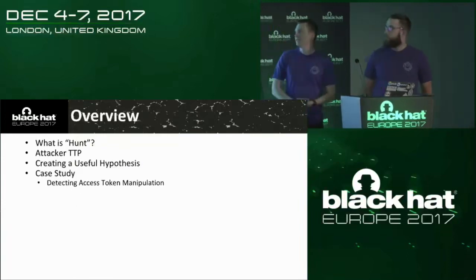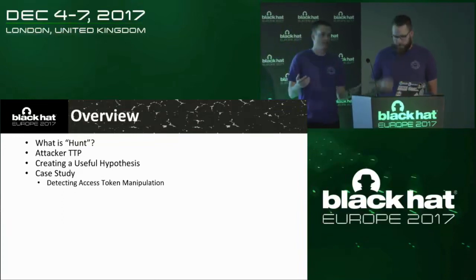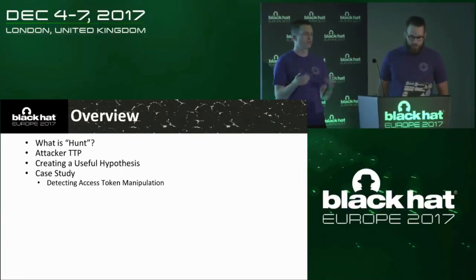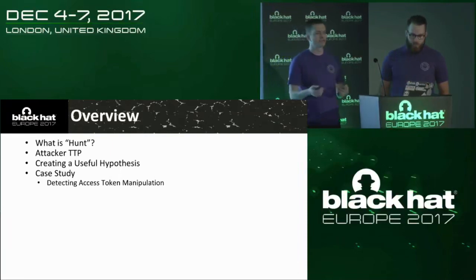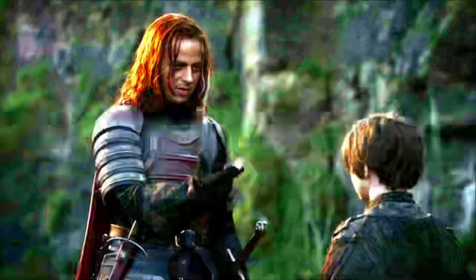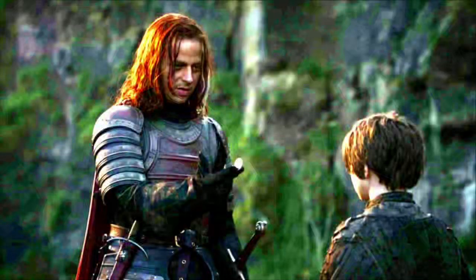So what are we going to talk about today? Obviously, the title is about detecting access token manipulation. But first, we're going to go into a background of what is Hunt. It's kind of a buzzword, and a lot of times different people mean different things. So we're going to identify first what we consider to be Hunt, talk about how adversary tactics, techniques, and procedures are an important part of understanding what hunting is, and then how we do hypothesis-driven hunting, specifically then doing a case study of how to use this hypothesis process to go through and detect access token manipulation in the environment. So we're going to start on our quest to understand hunting.